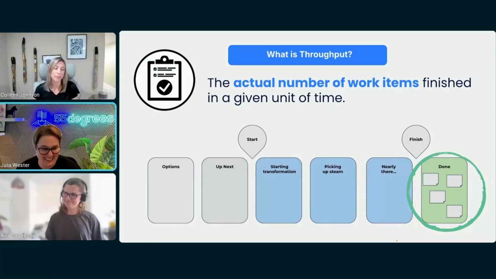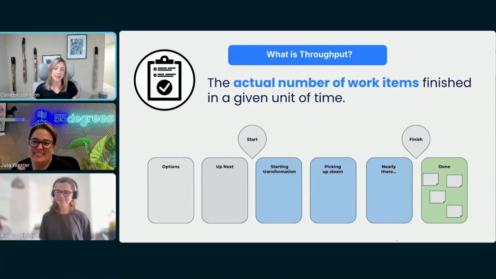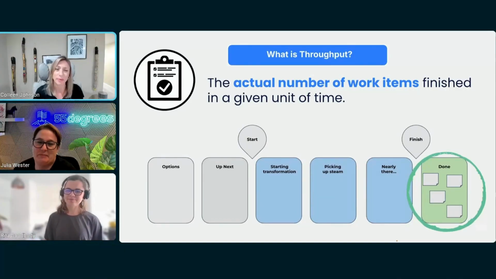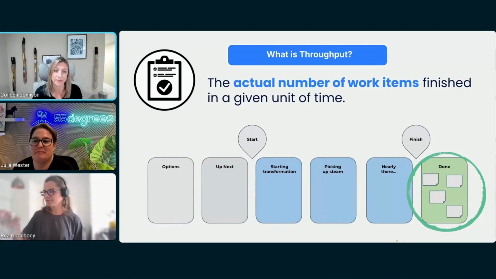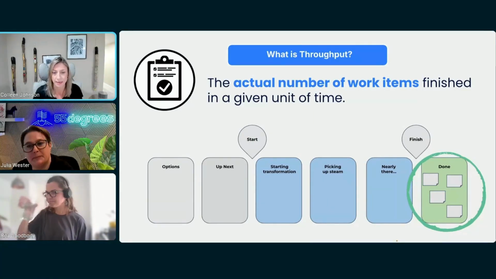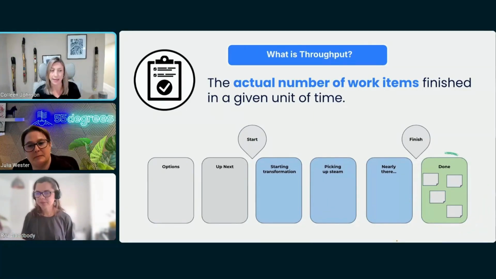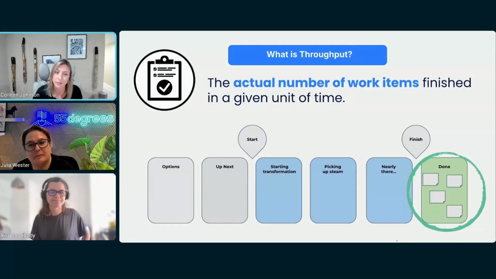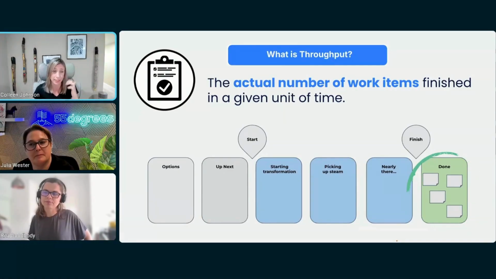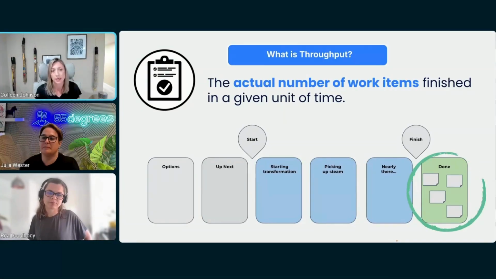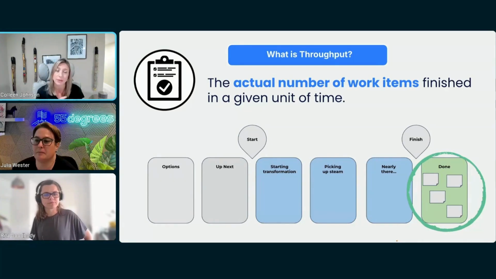Yeah, so let's talk throughput. Throughput is really actually quite simple. It's just the actual number of work items finished for a given unit of time. If you're working in a team or in an organization that's using Scrum, you might be measuring throughput per sprint. So you might say for every 2 weeks, this is how many stories get completed or how many work items get completed. If you're working in more of a continuous flow model, you might be looking at measuring throughput daily.